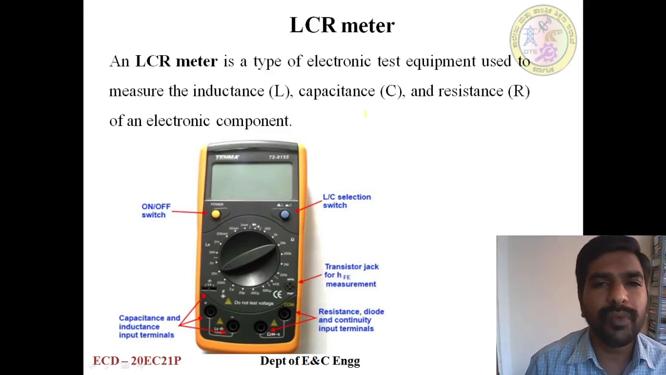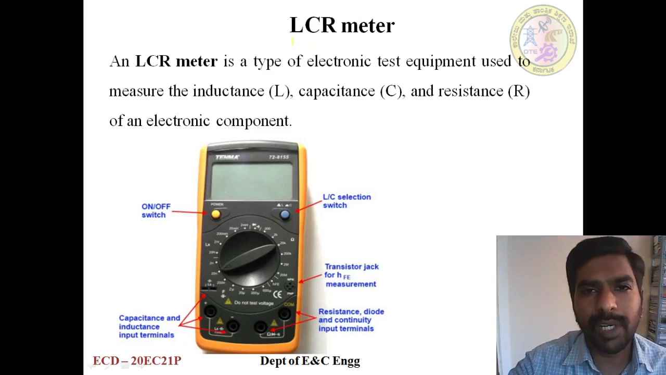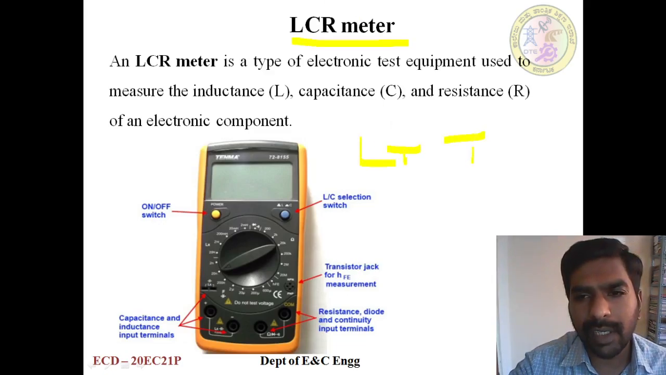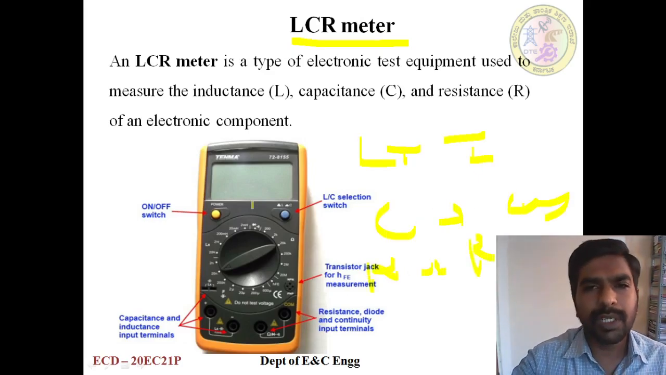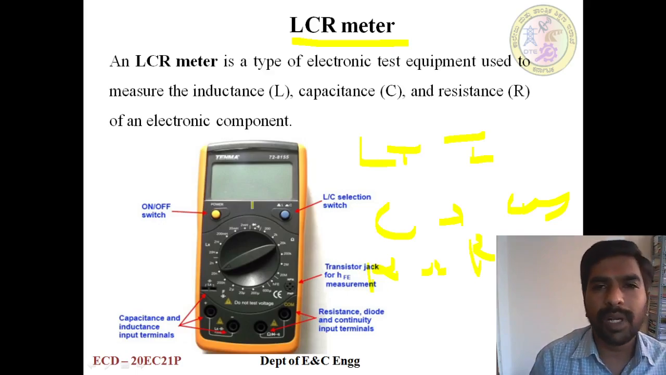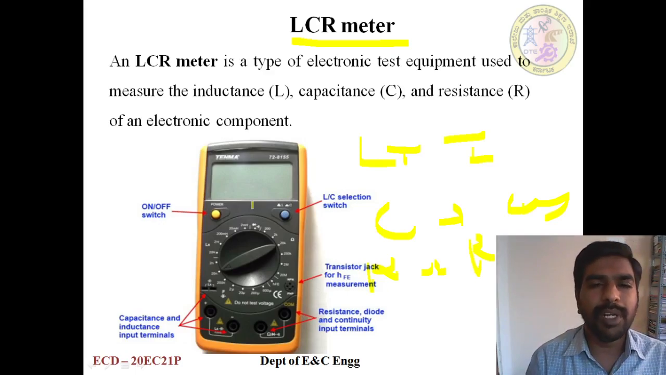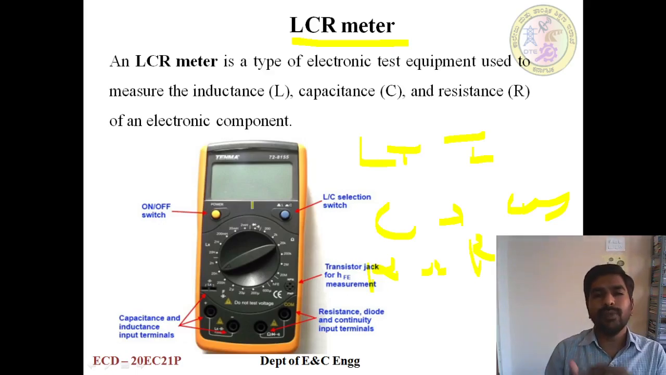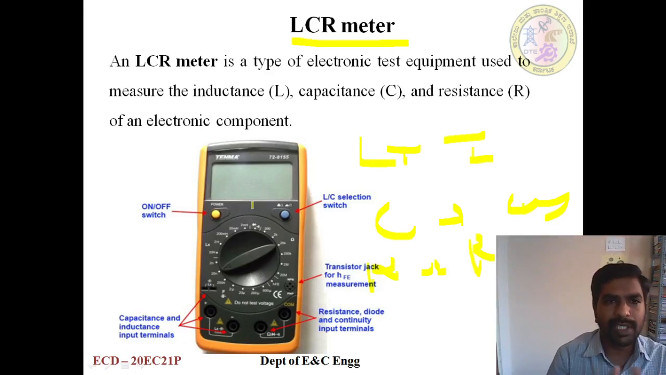And there is one more meter we use in the laboratory, called the LCR meter. L indicates inductor, C means capacitor, and R means resistor. This meter is capable of measuring only these three parameters: inductor, capacitor, and resistor. A multimeter cannot measure the inductor value. That's why they came up with another device called an LCR meter.